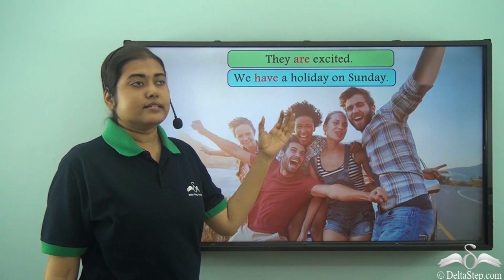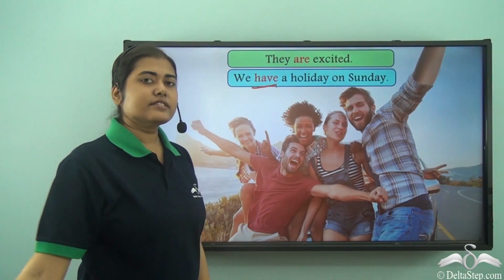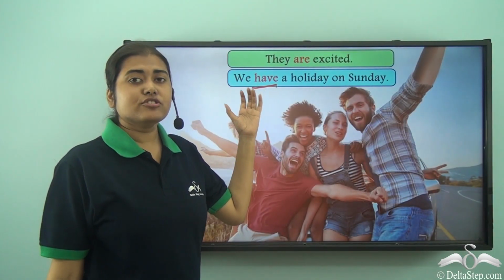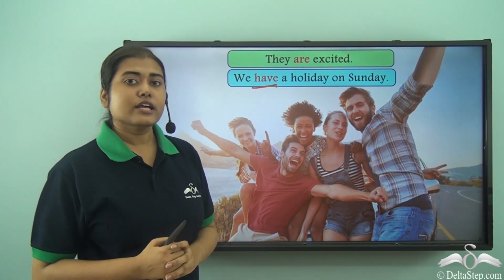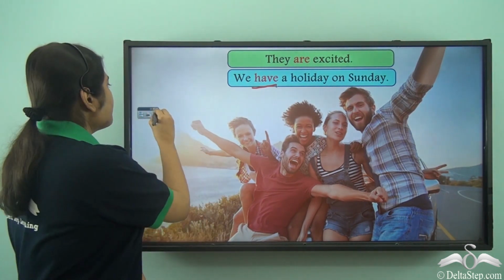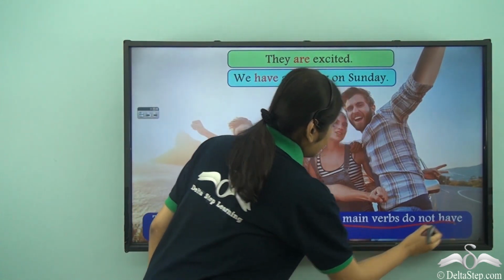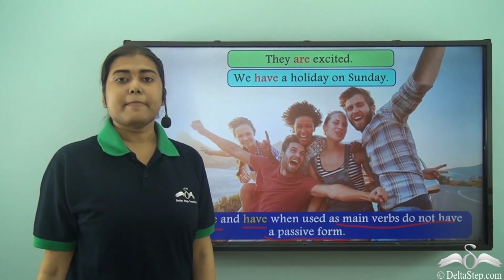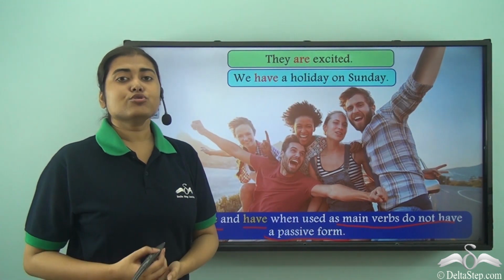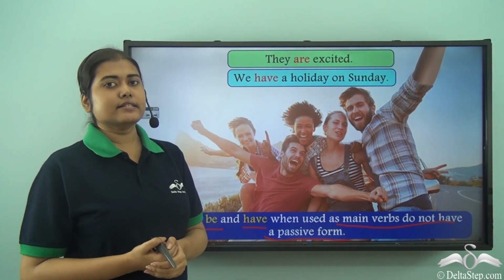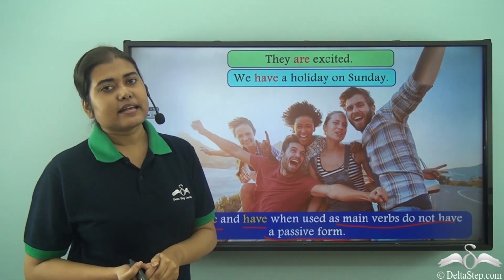Now look at this sentence. We have a holiday on Sunday. Here, have is the main verb. And if you try to change this sentence into passive voice, you will see that such a change is not possible. Why? Because the verbs be and have, when used as main verbs, do not have a passive form. So whenever you see the be verb or have verb used as main verbs in any sentence, we will note that such sentences can never be written in passive voice.